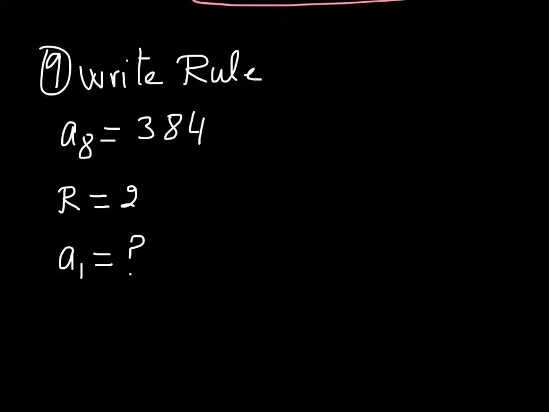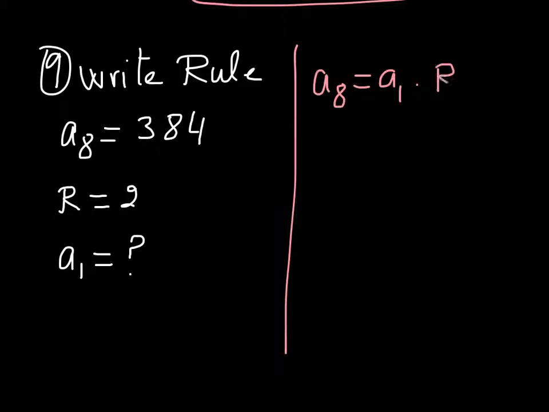So here's what we're going to do. We go to this formula, a_8 = a_1 times r raised to a power. The number of terms that go from the first term to the 8th term is 8 minus 1. The 8th term is given to us as 384, a_1 is what we're looking for, r is 2, and 8 minus 1 is 7.